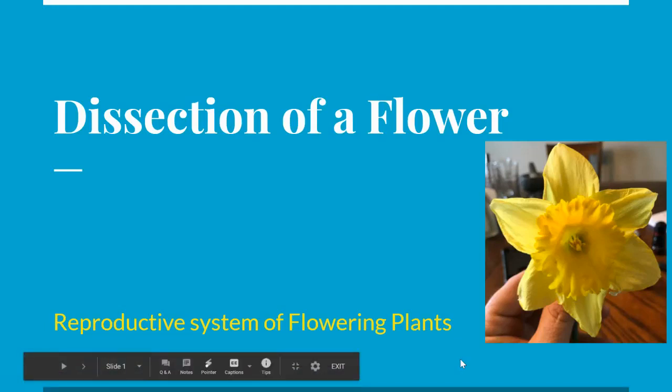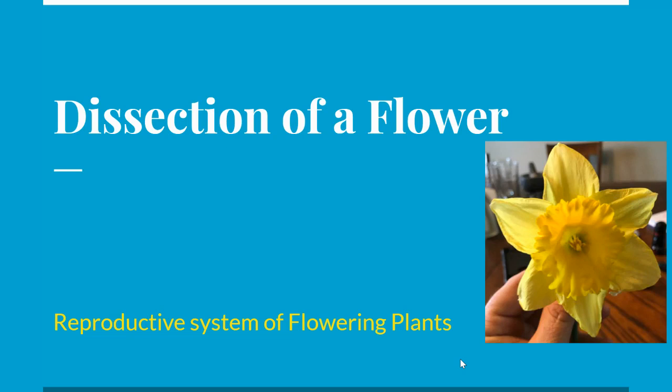Hey guys, we've been studying asexual and sexual reproduction. So I thought it'd be a good time, being that it's springtime and the daffodils are out, to go over the structure of a flower. So we're going to dissect a flower here, which is the reproductive system of flowering plants.